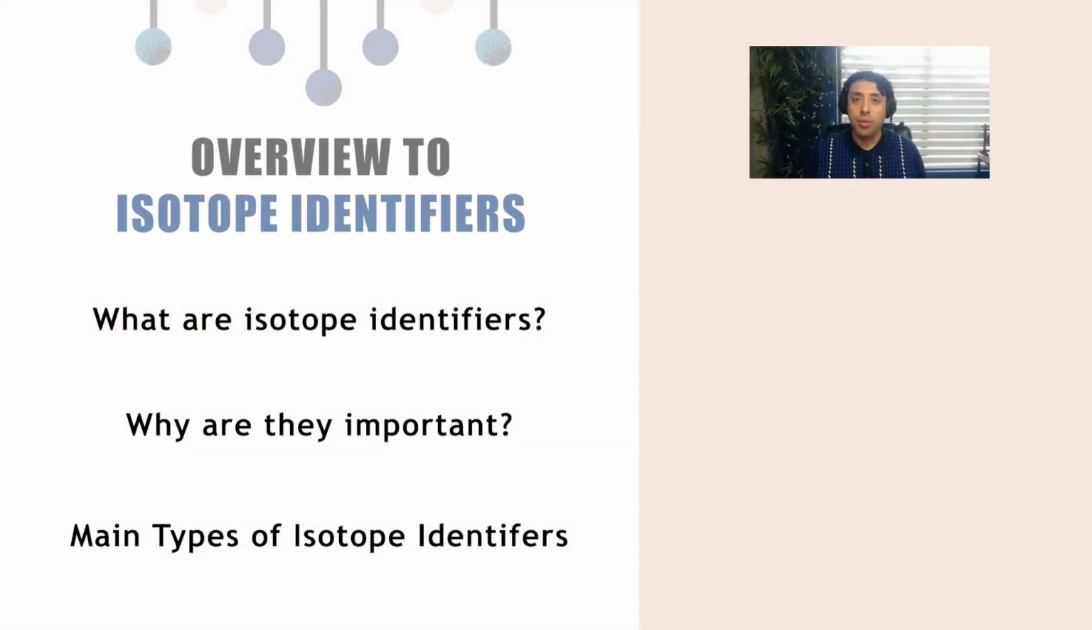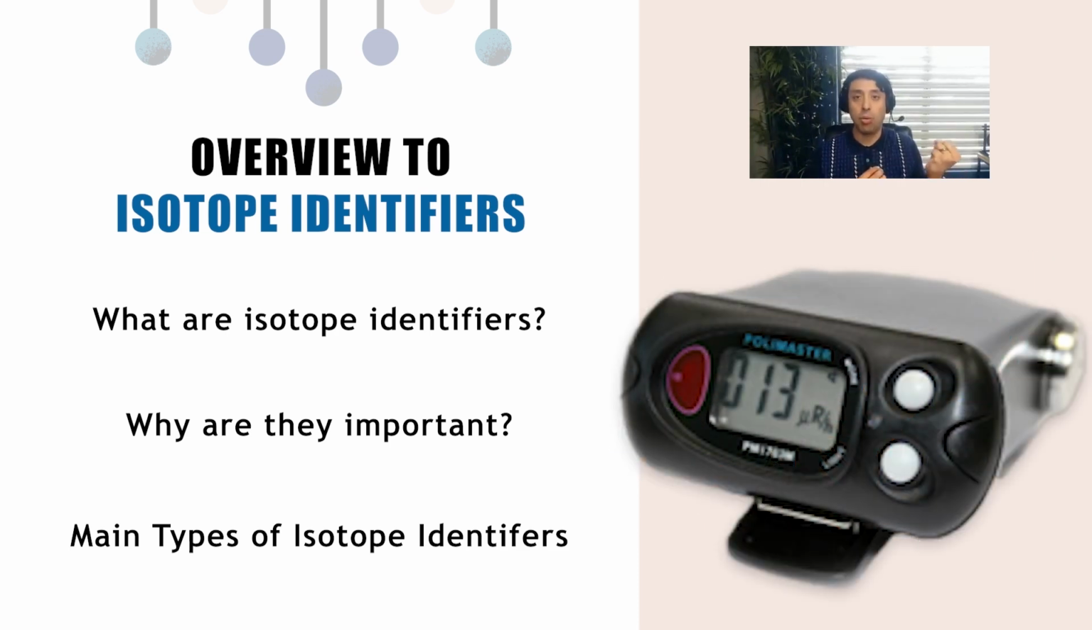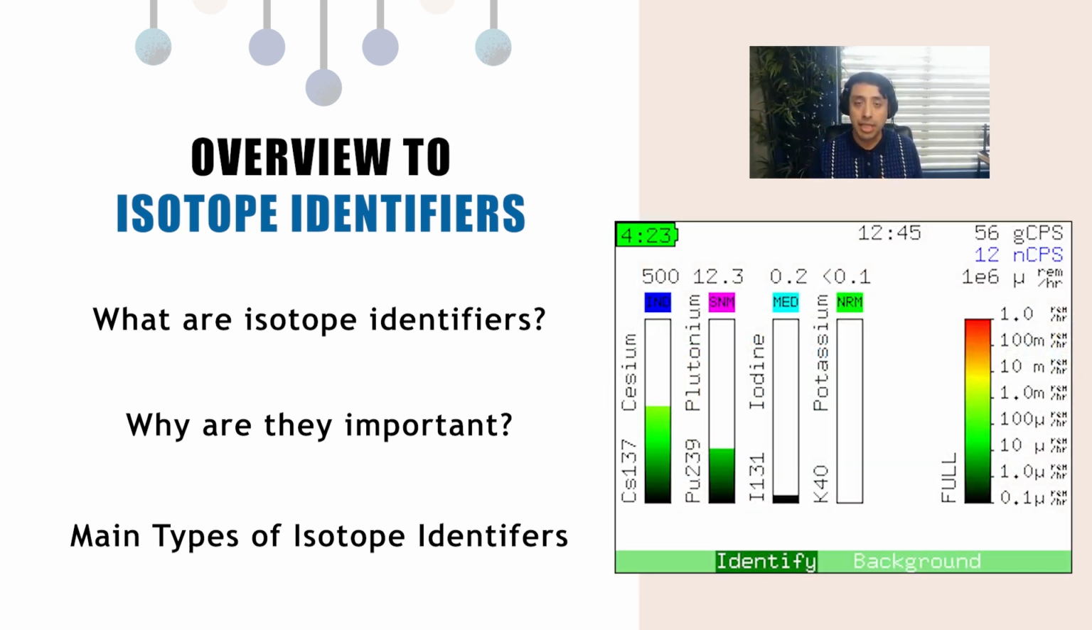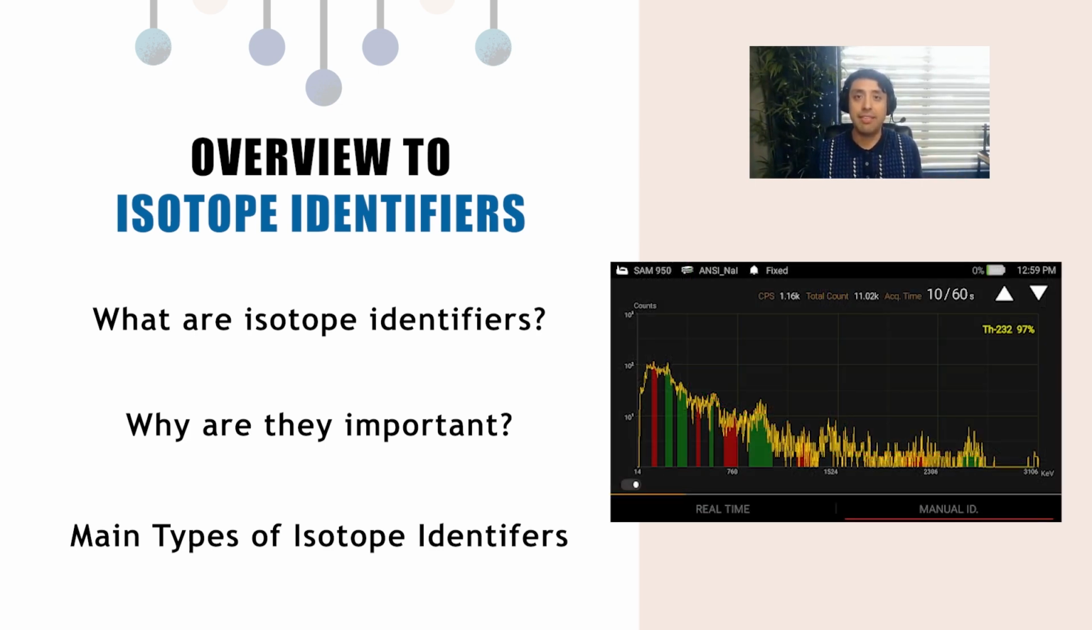So, quick overview of the webinar. We're going to go over isotope identifiers. So, what are isotope identifiers? Isotope identifiers detect and identify via gamma spectroscopy what specific isotope you have. That's the main differentiator between a pager that will only detect radiation. Gamma spectroscopy, an isotope identifier, will actually tell you the specific isotope that you're dealing with. That information in itself can greatly determine how you move forward with a specific situation.